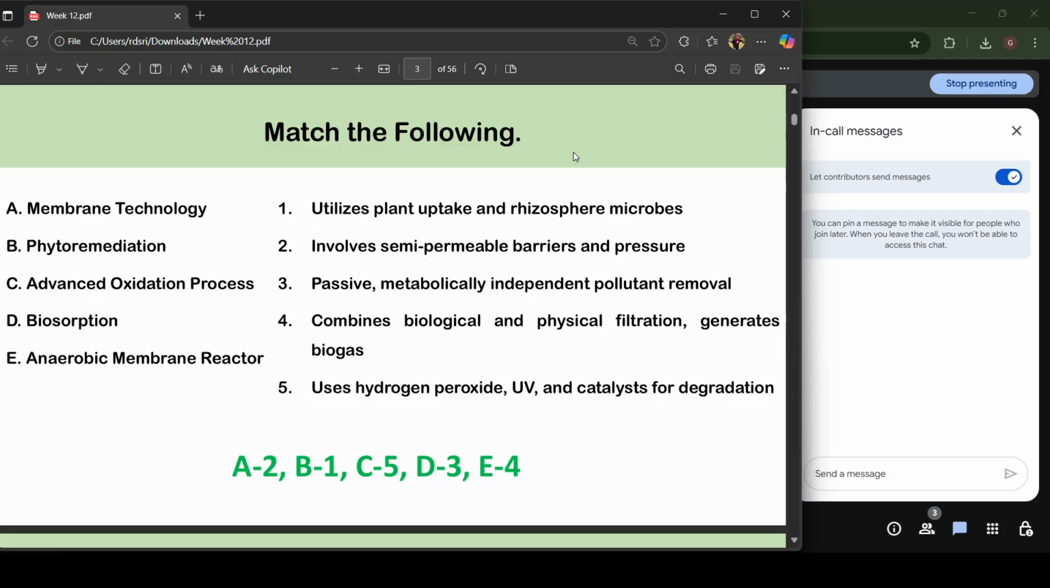In the remediation process, when we are using this membrane technology, we mostly use semi-permeable membranes that create a barrier for solid substances to pass through. And when there is a barrier, there is obviously a pressure gradient, and through this pressure gradient, the liquid starts moving from one side of the membrane to another. So this is the principle behind membrane technology.